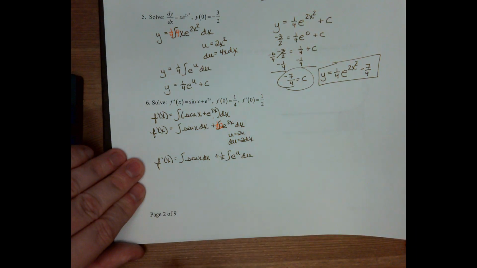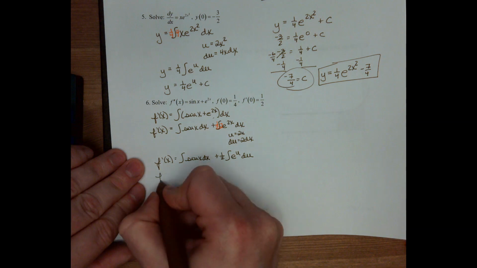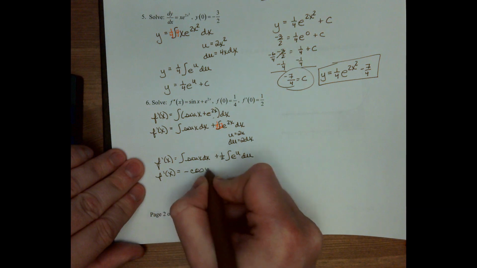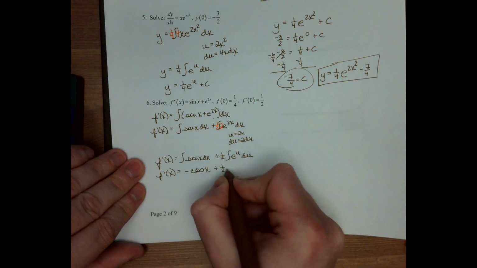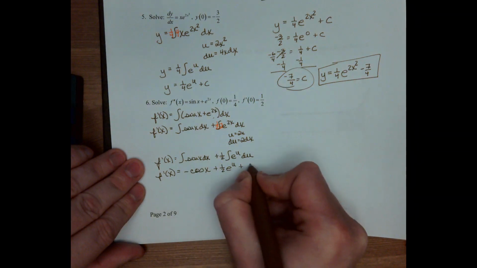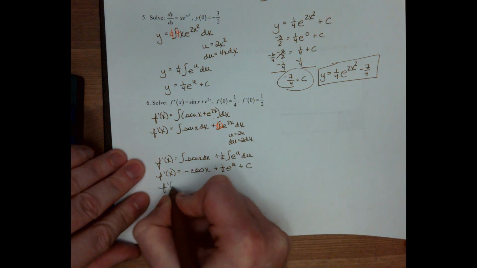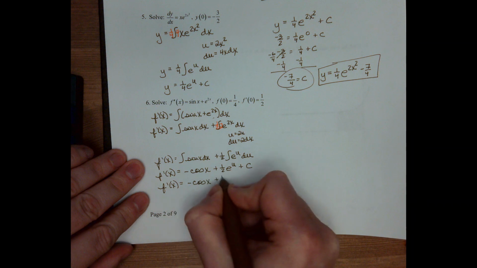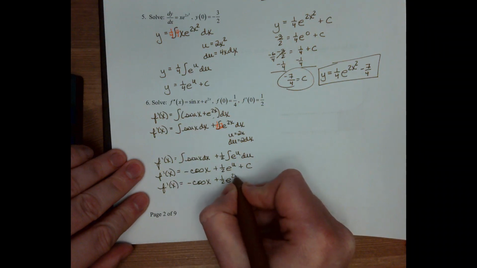So this is what my integrals should become. The integral of the sine of x is negative cosine x. Over here, 1/2 e to the u plus a constant. So I'm going to get f prime of x to equal negative cosine x plus 1/2 e to the 2x plus c.